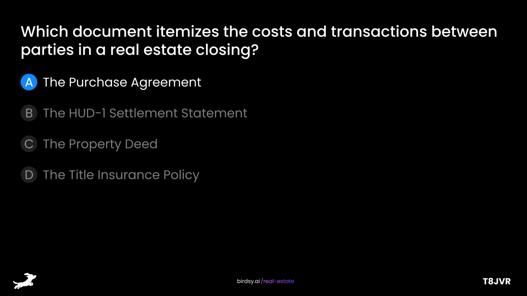Is it A, the purchase agreement, B, the HUD-1 settlement statement, C, the property deed, or D, the title insurance policy? The answer is B, the HUD-1 settlement statement.